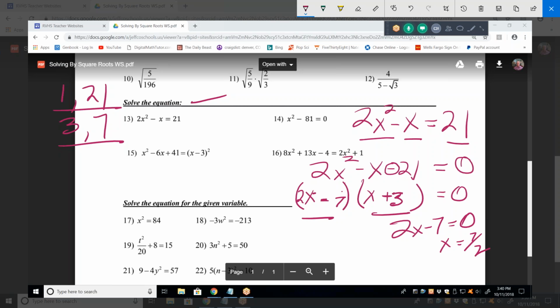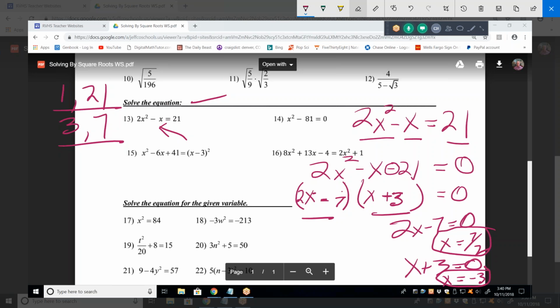And I'm going to set the second thing equal to 0, which gives me x equals -3. So those are my two solutions right there. x equals -3, x equals 7/2. If you plug either one of those into that equation, it will remain an equation. So I've solved it. In other words, that's all you have to do to solve it, is come up with both solutions.